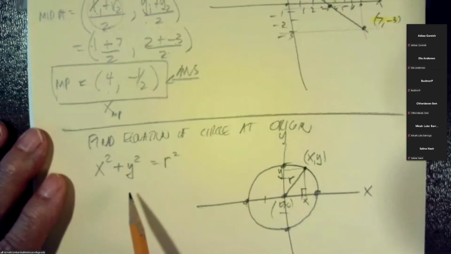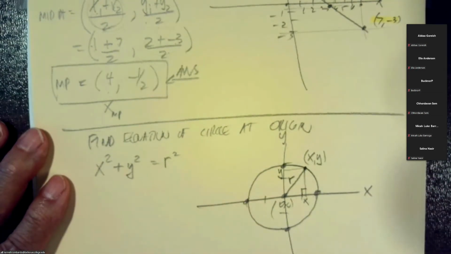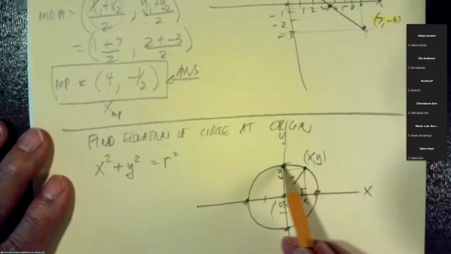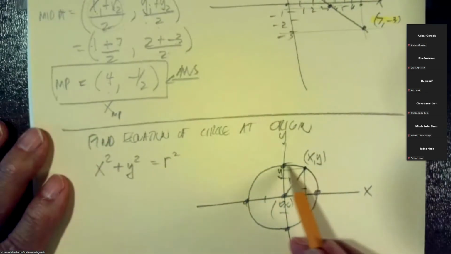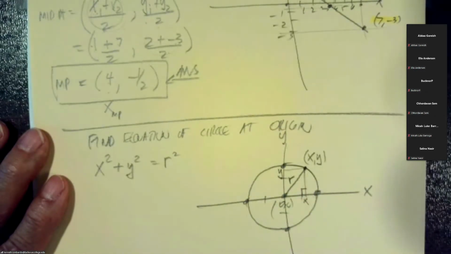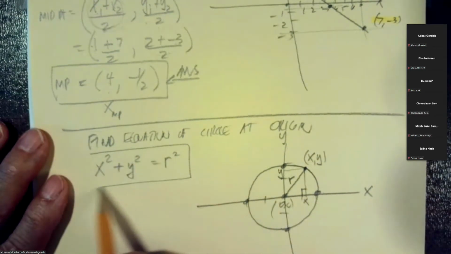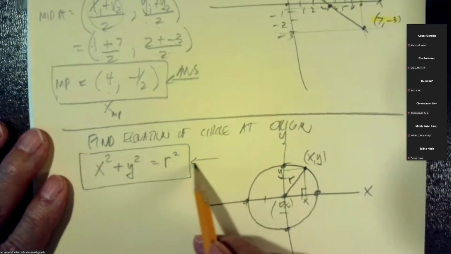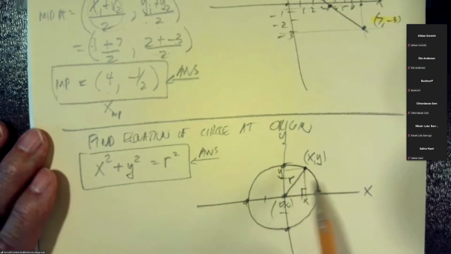Okay. So I look at that and I say, well, that's true for any point on this circle. I could pick any point on that circle, and it's going to be X squared plus Y squared equals R squared. Then it looks to me that that's the equation of a circle at the origin. There it is. Find the equation of a circle at the origin. We just did it.